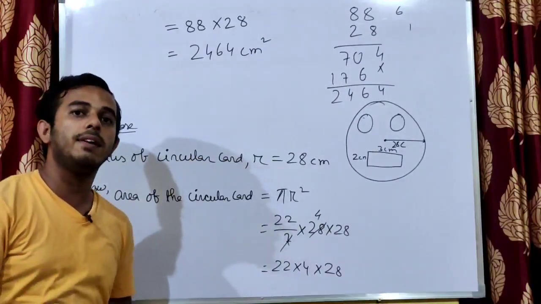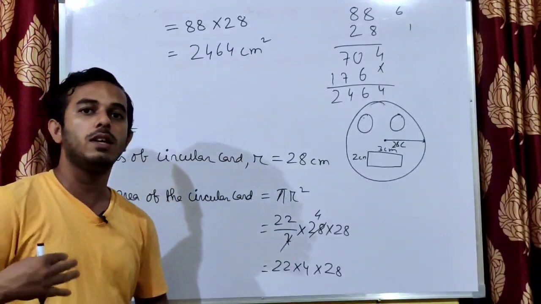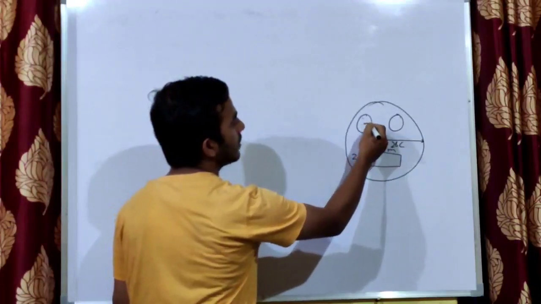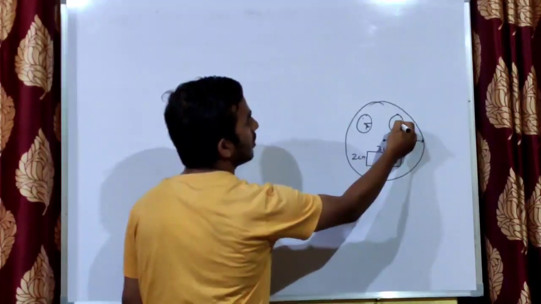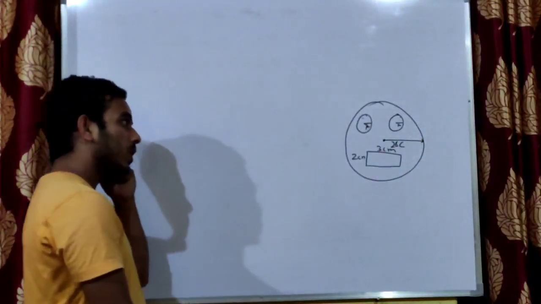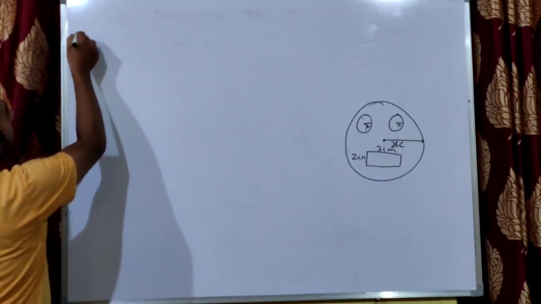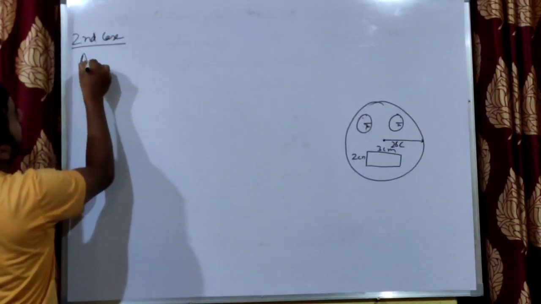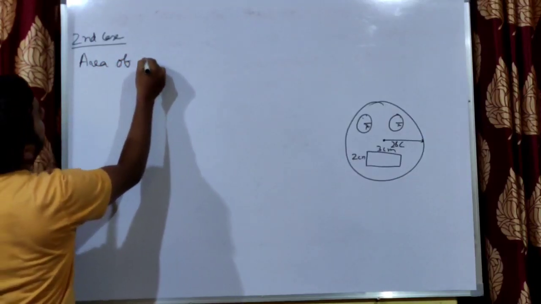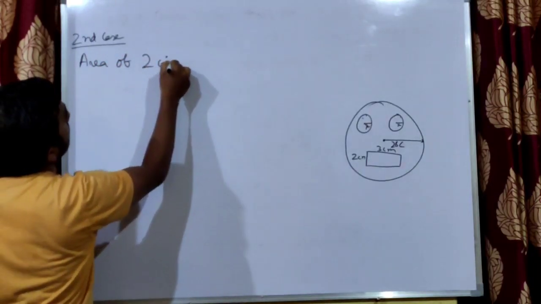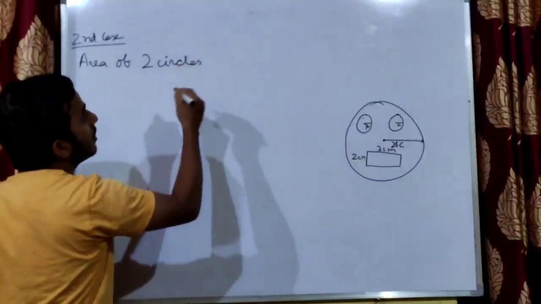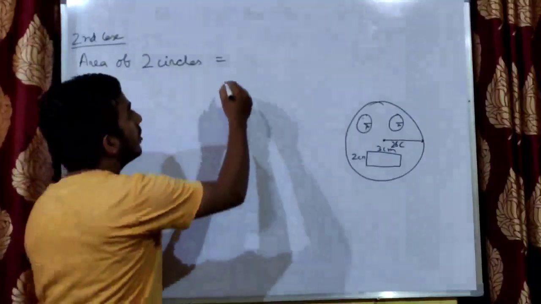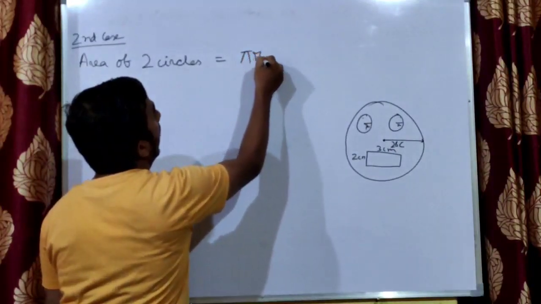Second case, what we have to find? We have to find area of both the circles. So its diameter, its radius was how much? It is 7 centimeter, right? This is also 7 centimeter. So now we will write here second case, area of two circles. Area of circle formula is what? Pi r square. So we will write pi r square.